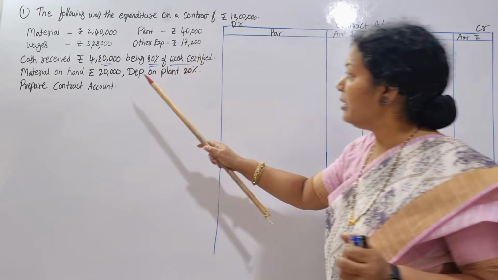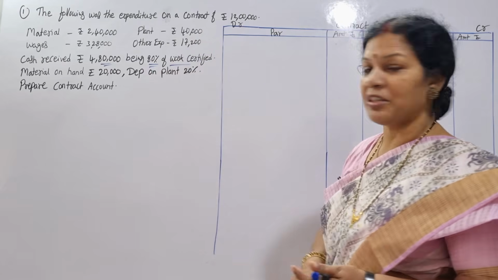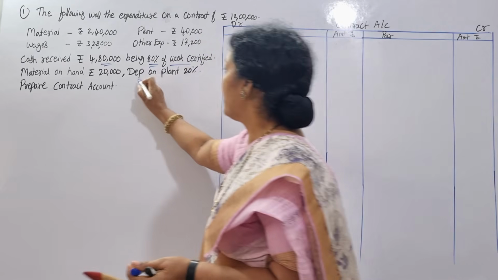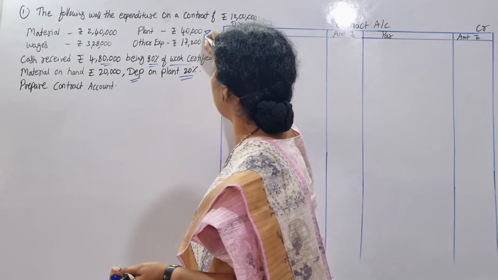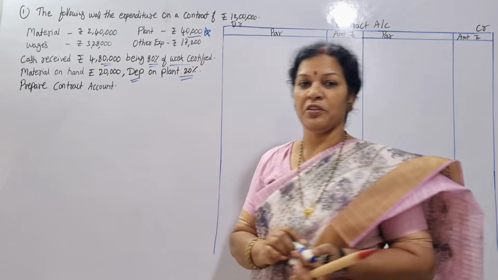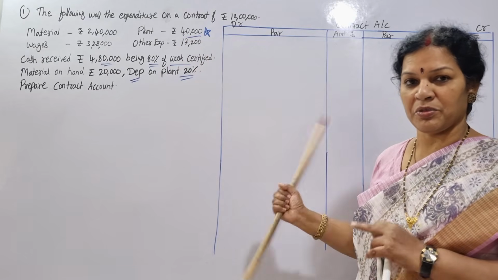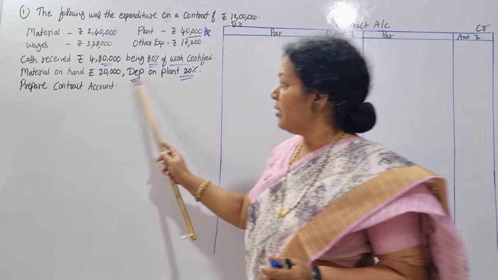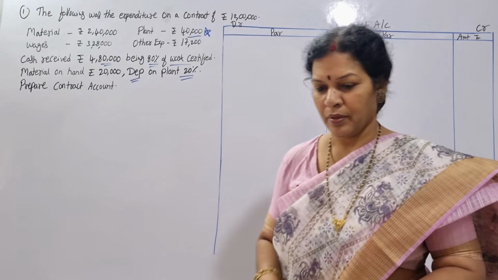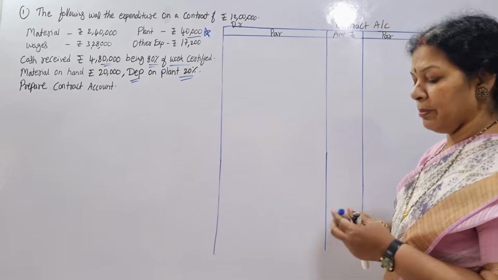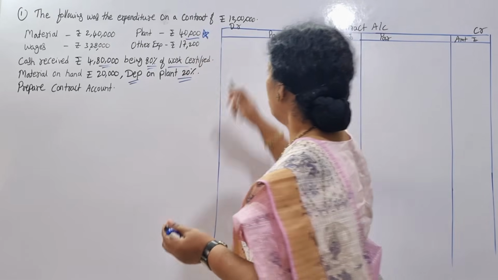Anyhow, depreciation on plant is given as 20%. So there is an adjustment, and I'll keep a mark here. Depreciation is there for the plant. Depreciation comes on the credit side. Next, prepare the contract account. Slowly we'll prepare. Now first, material.